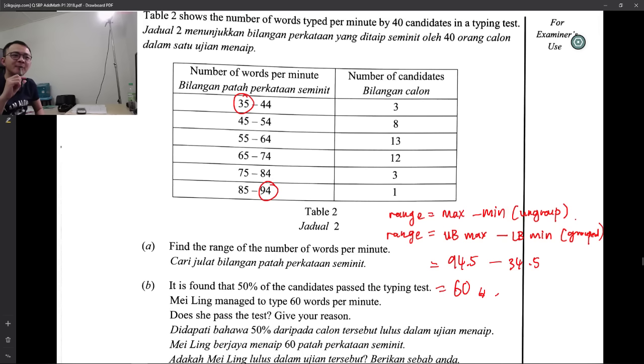Sir, no sir, must use 94 minus 35 because this one is discrete. Yeah, because I realize there's no way you type 0.1 words, right? But I'm not so sure about this one. I know the answer actually shown is 50. But then, if I do this one, I will just use the upper boundary of the maximum value minus the lower boundary of the minimum value. I'm not sure whether you can use 94 minus 35.